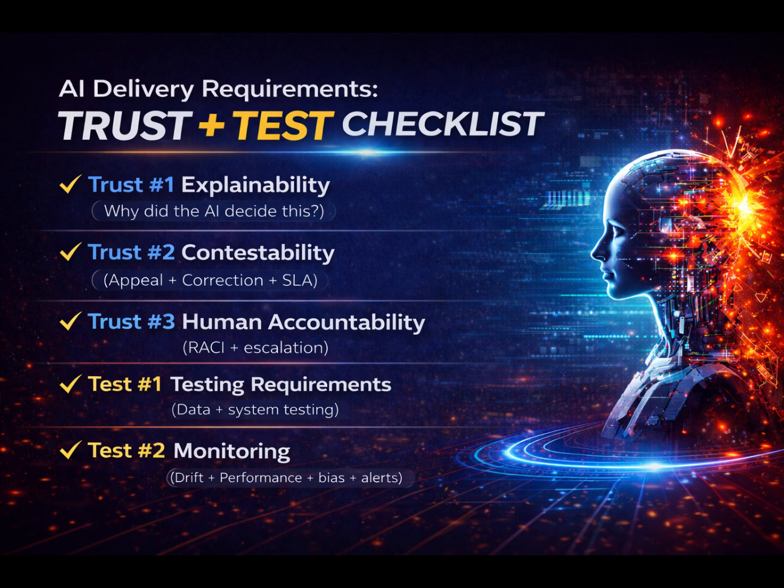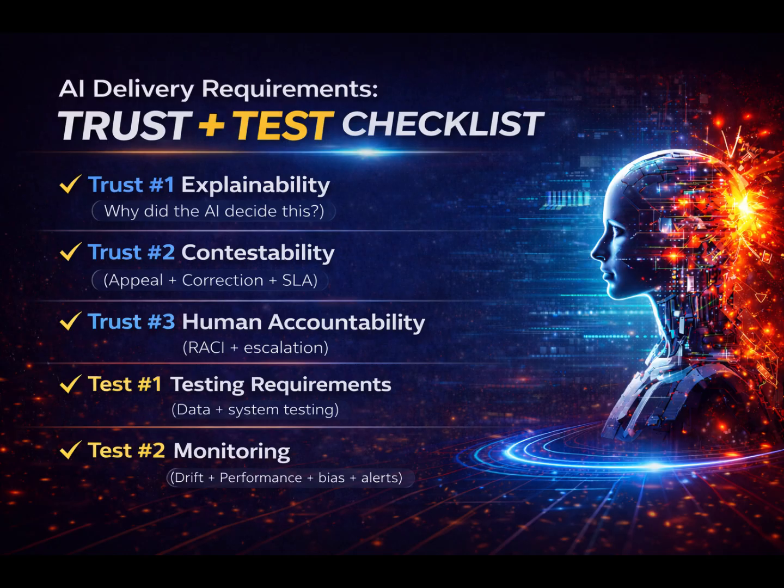Test number 1. This is track 2. Testing in AI is not one thing, it is 3 layers. Data testing. Is the data representative of real users? Any missing segments? Labeling quality and consistency? Leakage? Future data sneaking into training? Imbalance that will cause biased outcomes? No clean data evidence, no training approval. Data testing needs to happen even before the model trains.